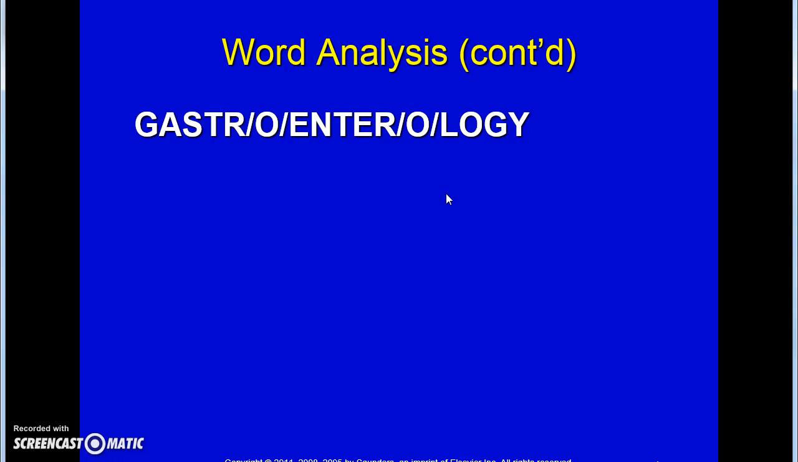Once again, here is another example of a medical term that has two roots with its suffix. So if I'm practicing how to read this medical term, I say the process of studying the stomach and the intestines. As you can see, here are our two combining vowels that put that all together.